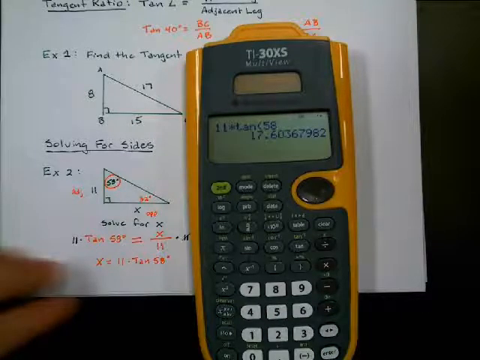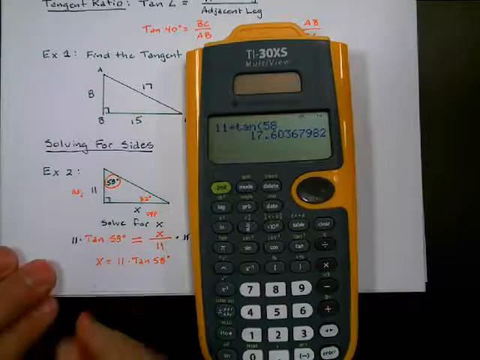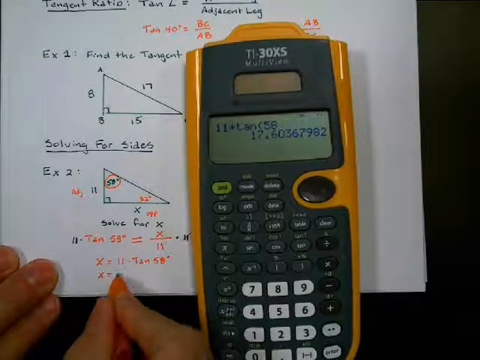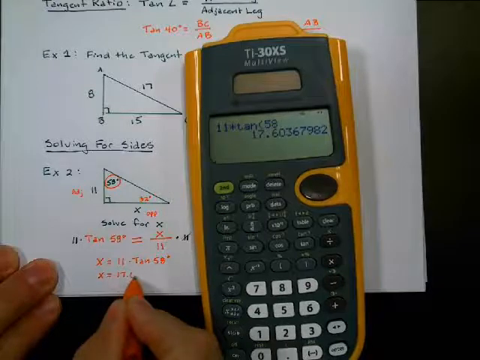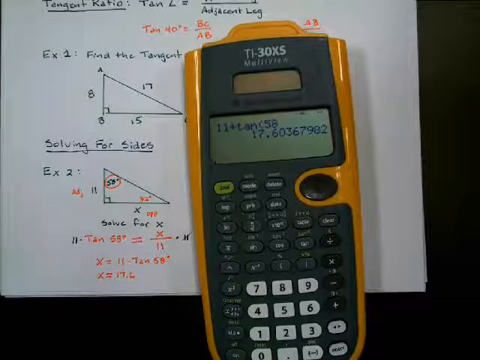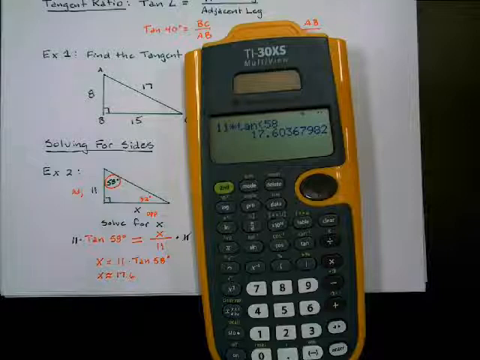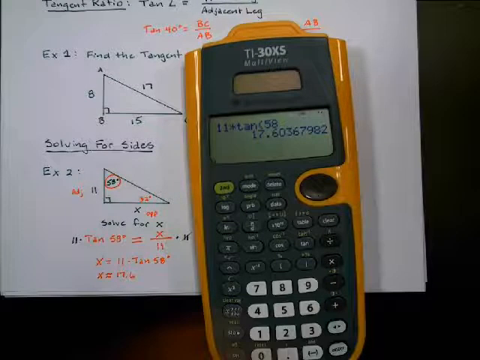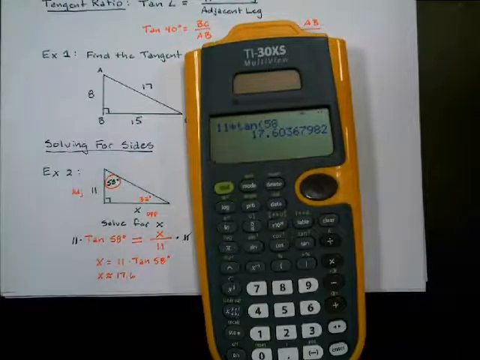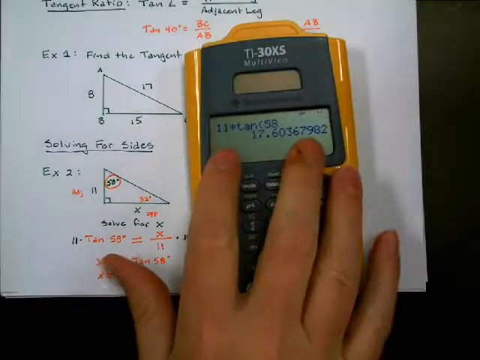17.6. So that side would have to be about 17.6. It's not exact, but it's close enough. So squiggly line. Okay, now not all calculators calculate the exact same way. If you've got a calculator like this, I kind of like the TI-30XS, you can just type it in exactly as you see it.